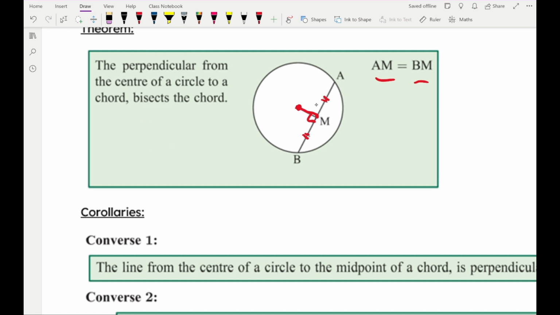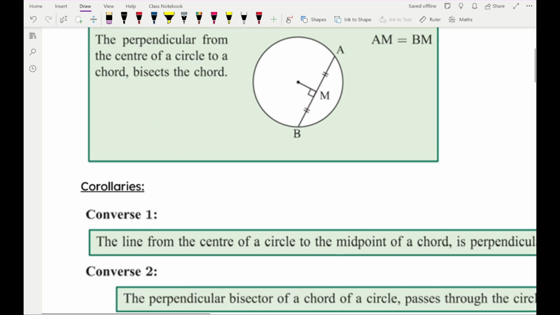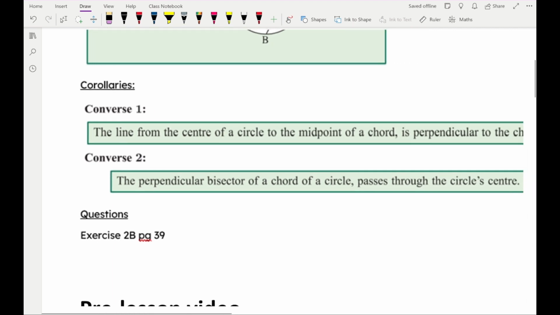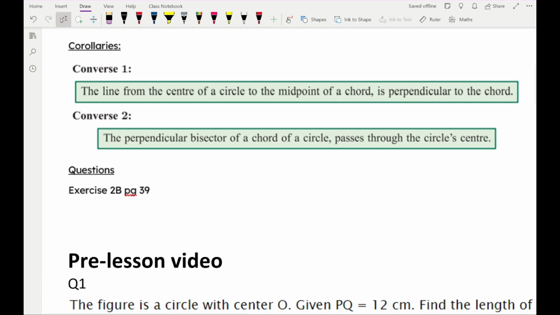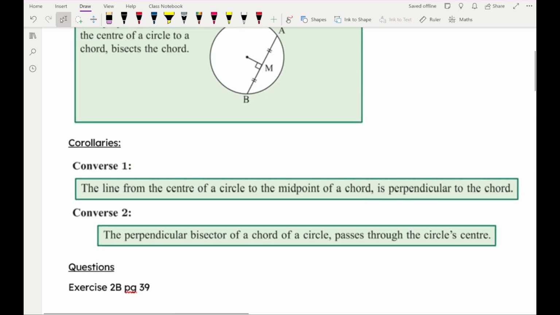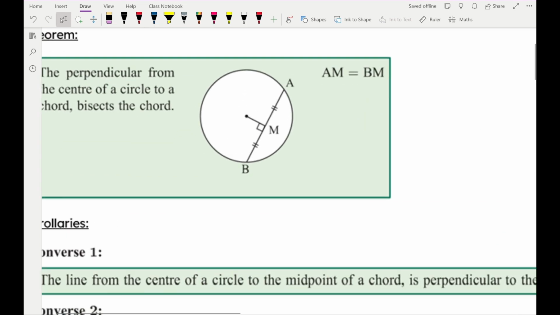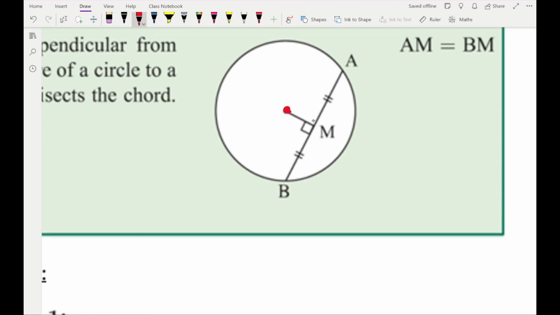All right, so this theorem comes along with a few corollaries. First one, converse one, is the line from a center to a midpoint is perpendicular. So this is going the other way to our theorem. It says, if I take a line from the center to a chord and I make sure that line cuts the chord in half, then that angle has to be a right angle. So the original theorem says if the angle is a right angle, it cuts it in half. This corollary says if it cuts it in half, then that has to be a right angle. So it works both ways.